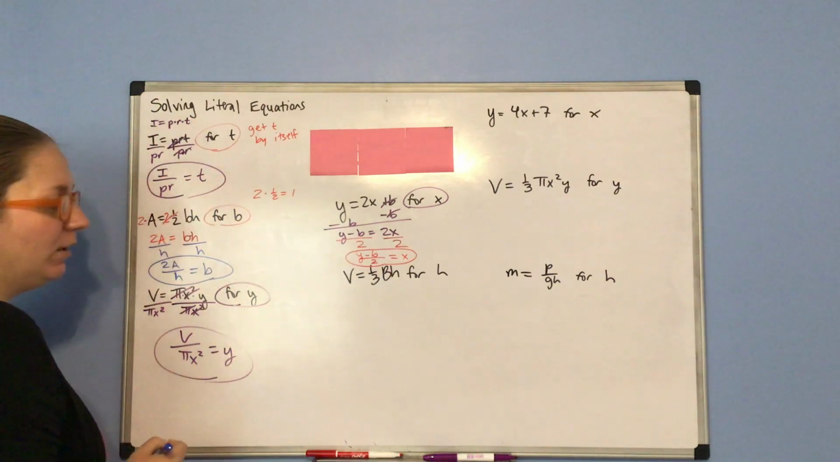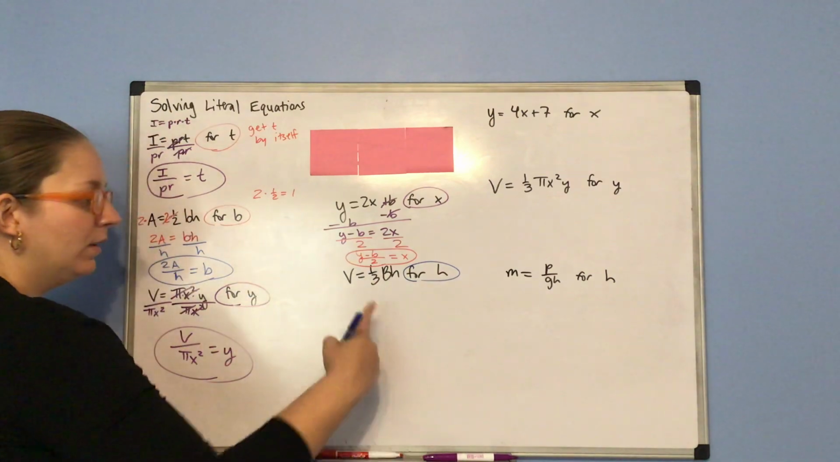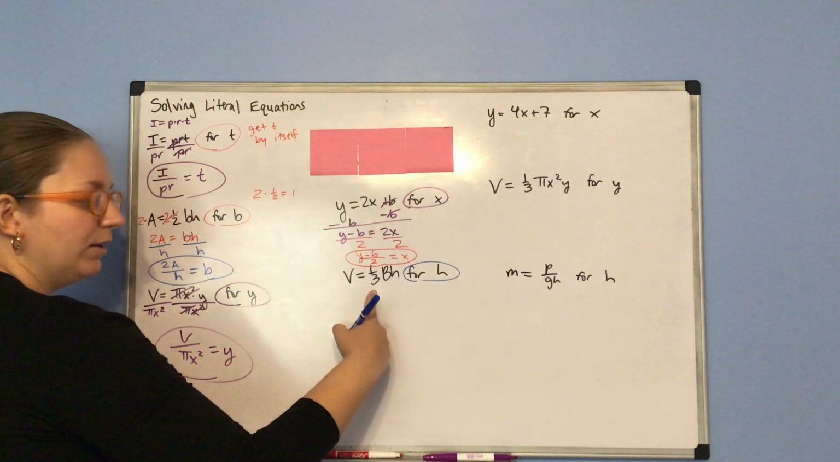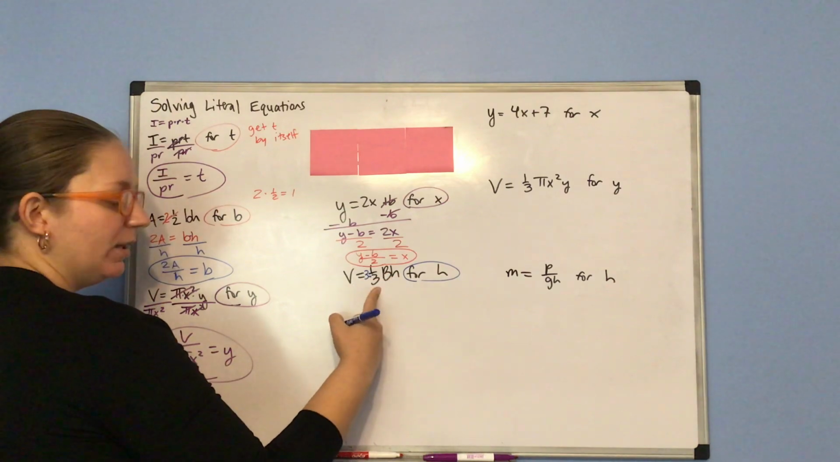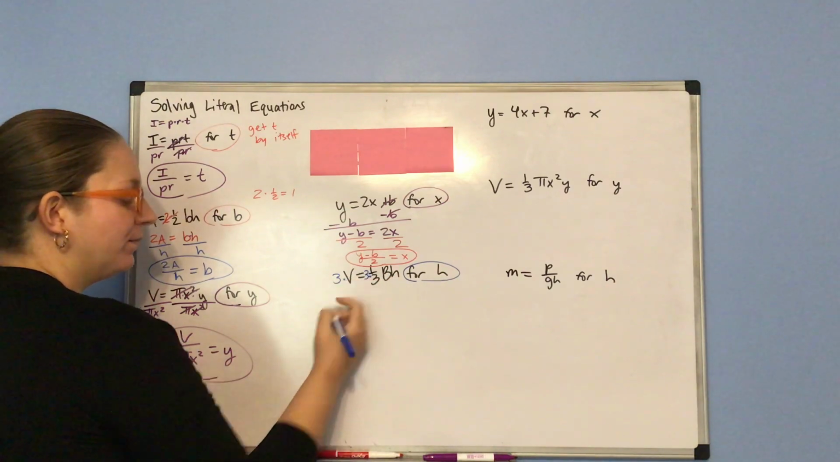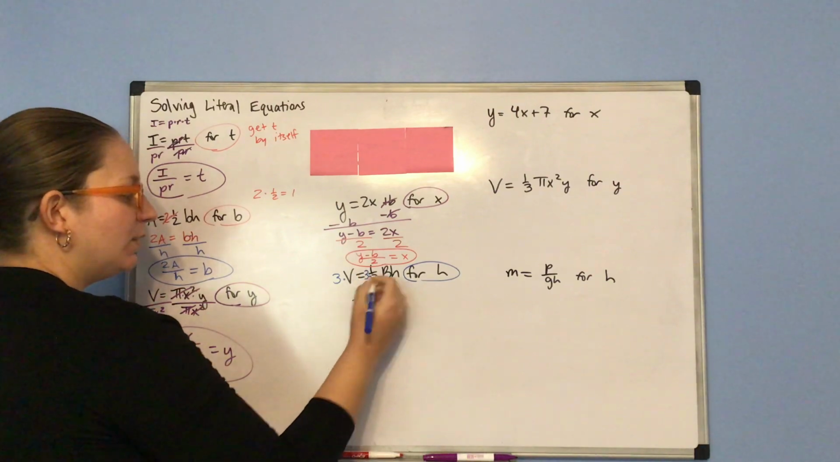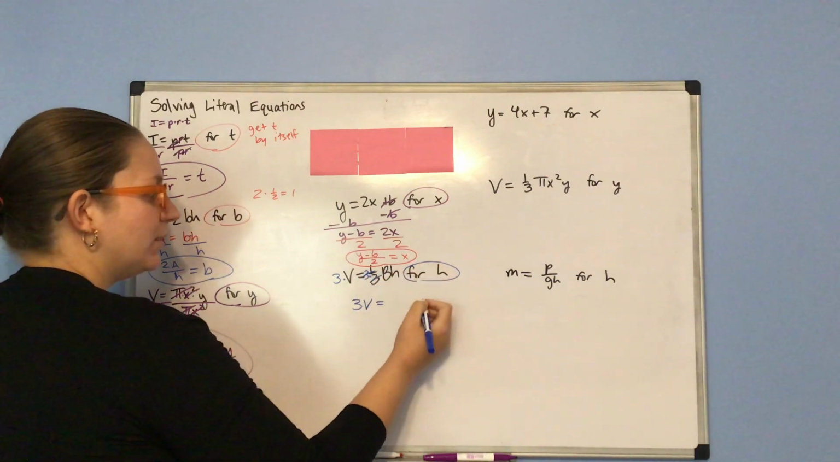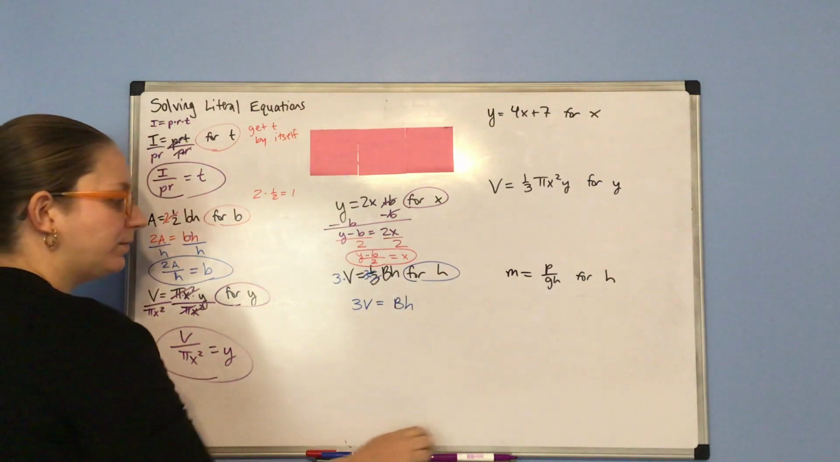Next up, V equals 1/3 bh. They're asking us to get h by itself. We see a fraction, let's take care of that first. To undo that fraction, let's multiply both sides by the bottom of the fraction, which is 3. 3 times V is 3V. 3 times 1/3, those cancel, because 3 times 1/3 is 1. And we have just bh.